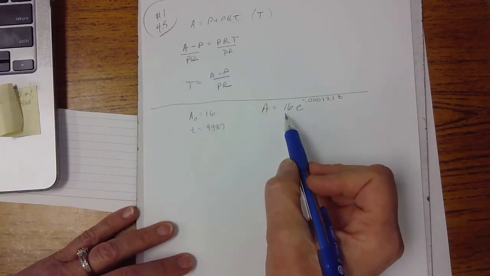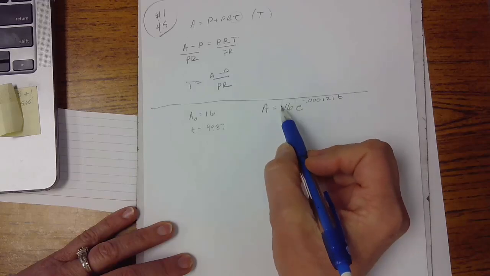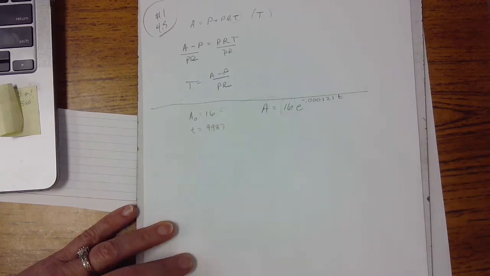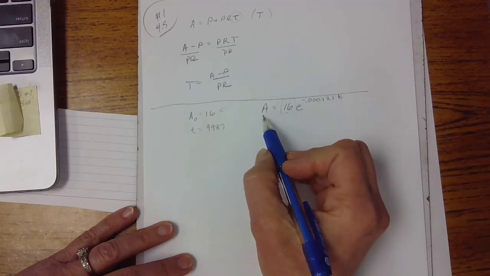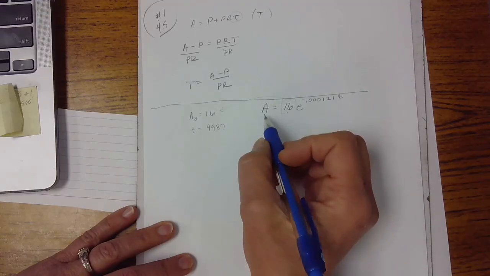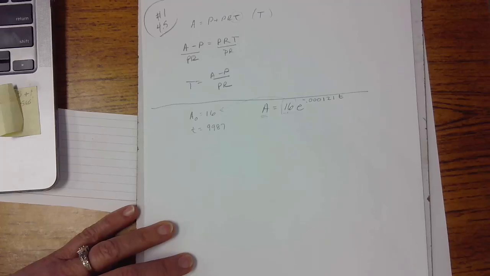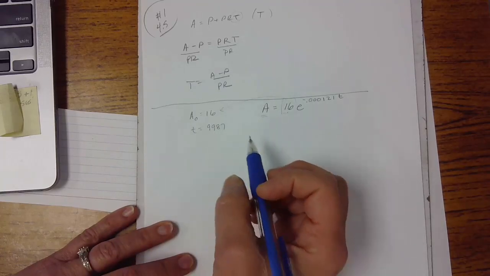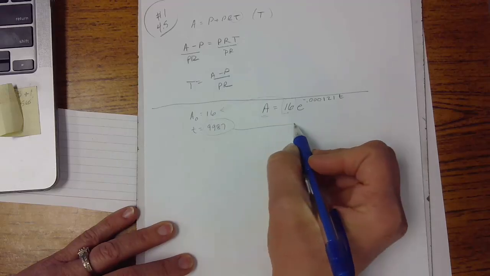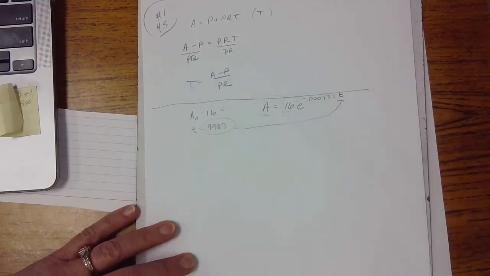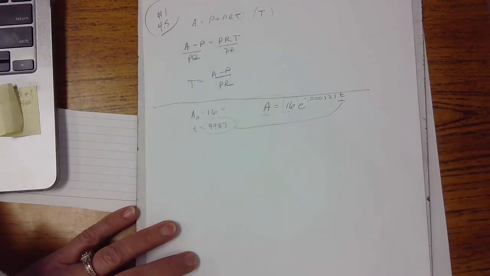In this case, our initial amount is 16, and that's where we start. They want to know how many grams are available, so they're looking for the grams after so many years. Really all we have to do is substitute the time into the equation and then solve. I'm going to let you finish that one. Let's go down to another one, like 10.